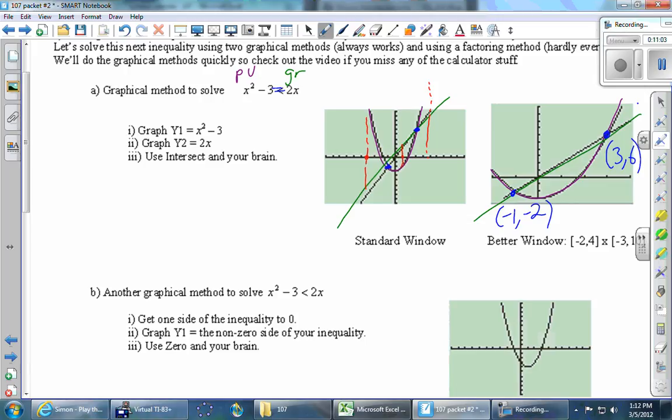So we use intersect twice. We've got to get both points. And now we've got the intersections. And what we're after is places where purple is below green. This is what we want.